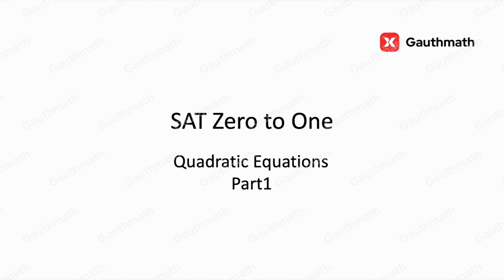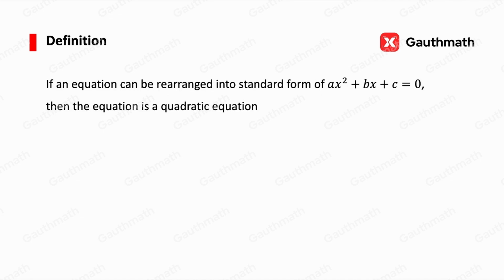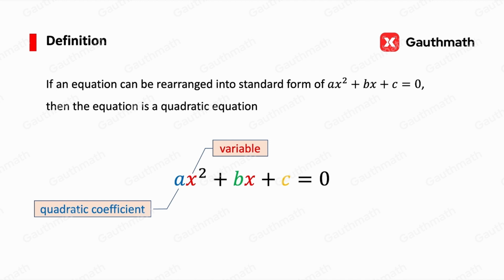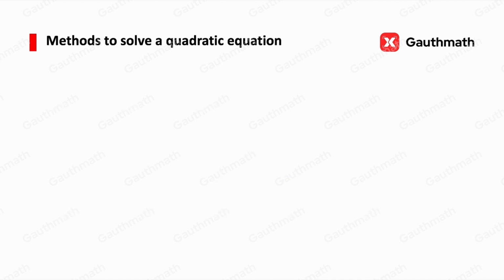In this lesson, we are going to talk about quadratic equations. First, let's see the definition of quadratic equations. If an equation can be rearranged into the standard form ax squared plus bx plus c equals 0, then the equation is a quadratic equation. And the x here is our variable, and a is the quadratic coefficient. b is the linear coefficient, and c is the constant term.